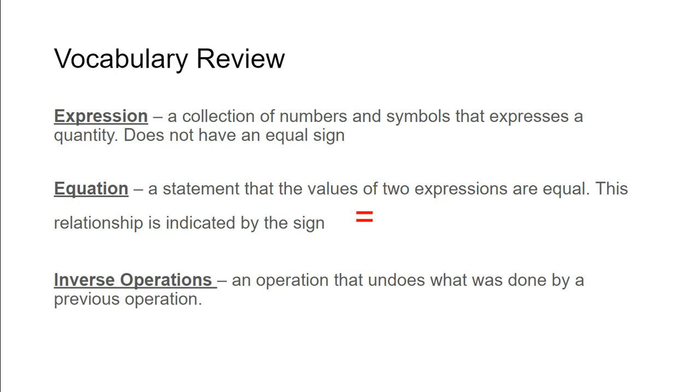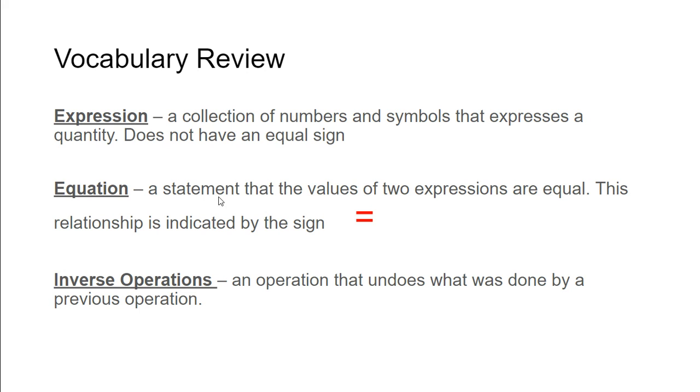So just running through some vocabulary review. We have expressions and then we have equations. Expressions are just a collection of numbers and symbols that represent a quantity. They do not have an equal sign, whereas equations are a statement of two expressions being equal to each other. You can think of an expression as half of an equation, either what's on the left or the right. But an equation becomes an equation once it has an equal sign on it.